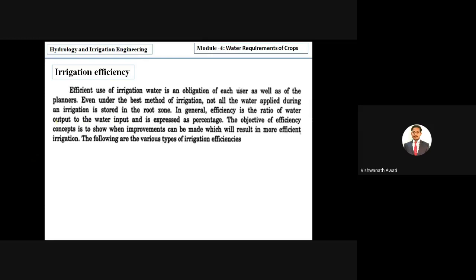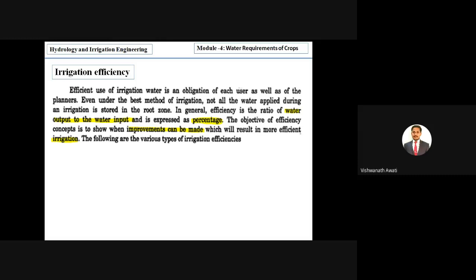It is expressed in percentage, as the ratio of water output to water input. And the objective of the efficiency concept is to show where improvement can be made, which will result in more efficient irrigation. We will discuss the different irrigation efficiencies one by one.